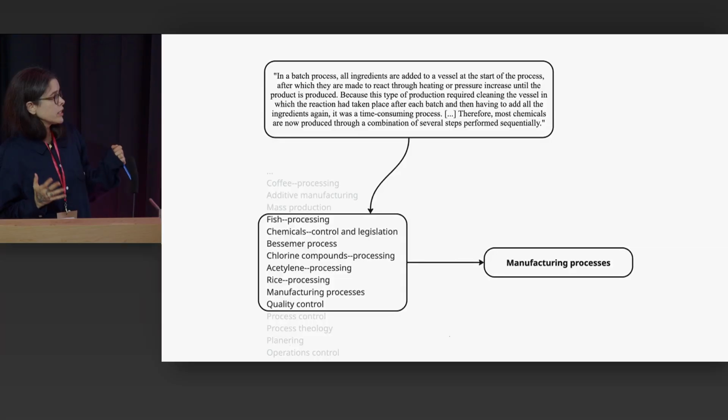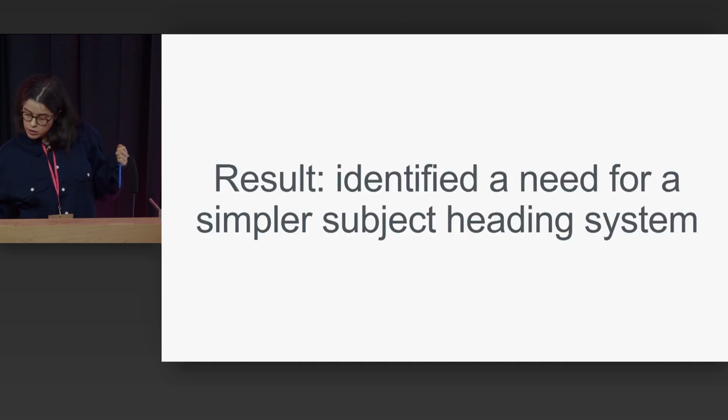But is this what we want? Maybe not. But this is what we're doing, and we think it's okay. But as we can see, the candidates, they're not good. They're still way too detailed, or like the model gets confused. So what we need is a much simpler subject heading system, both for machines and for humans.